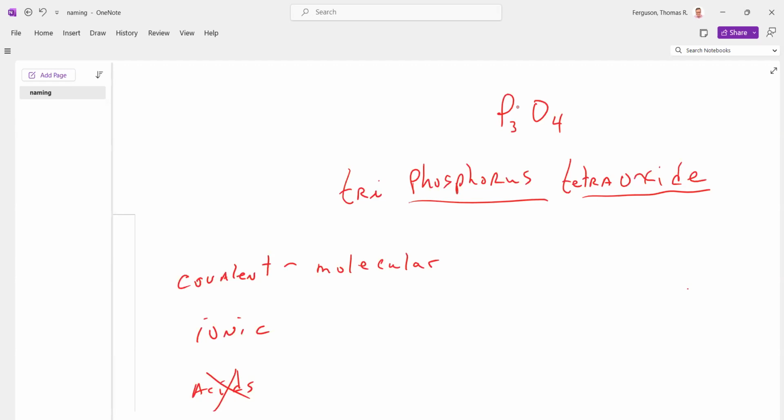Now, normally what we do when we have two vowels together like that, we kind of leave off the second one. So we write it as tetroxide, triphosphorus tetroxide.